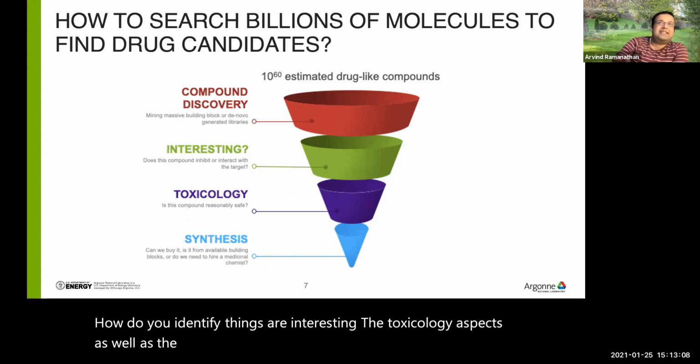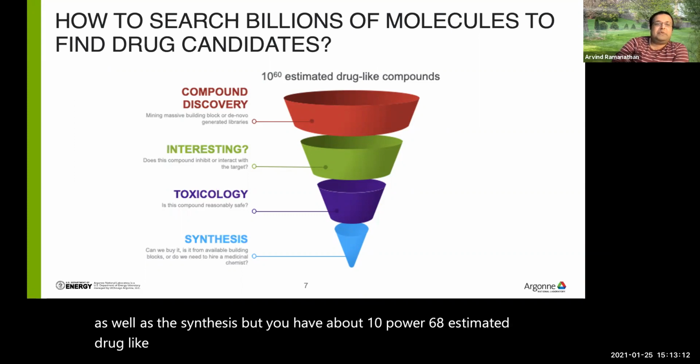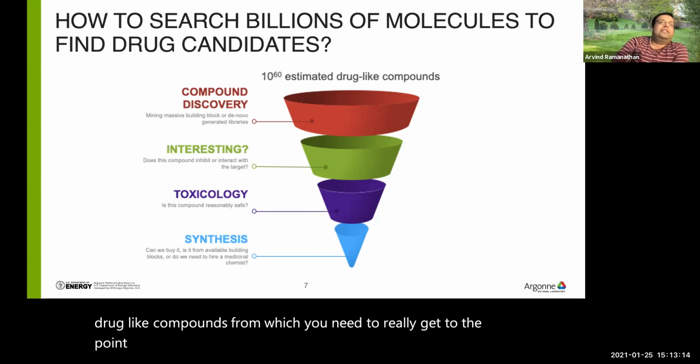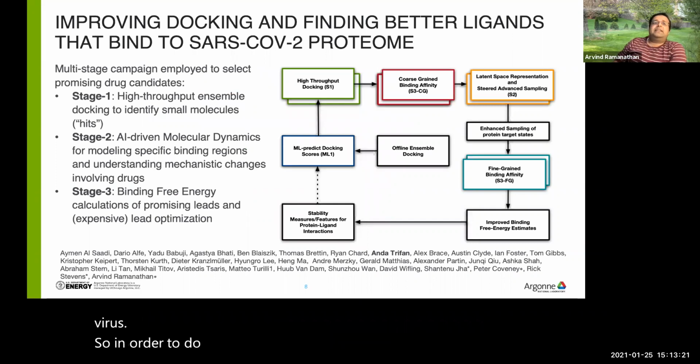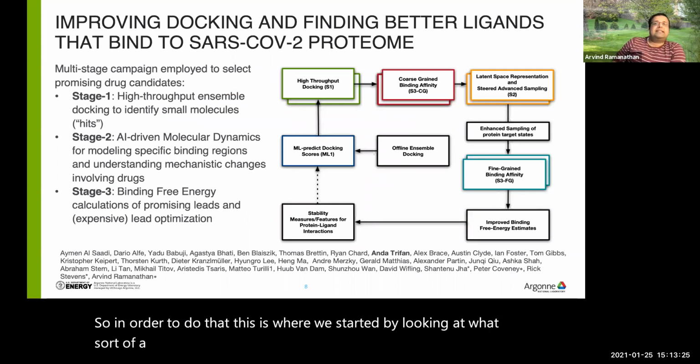But you have about 10 to the power 68 estimated drug-like compounds, from which you need to really get to the point of getting a few that we can say are good hits against the virus. So in order to do that, this is where we started, by looking at what sort of pipeline would make the most sense to target the entire SARS-CoV proteome as we know it.